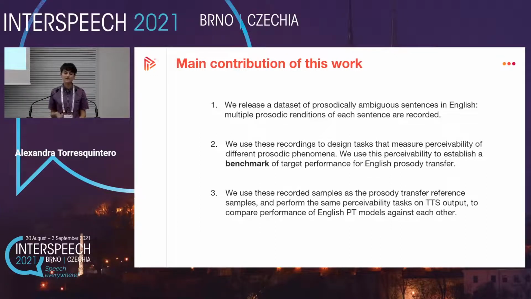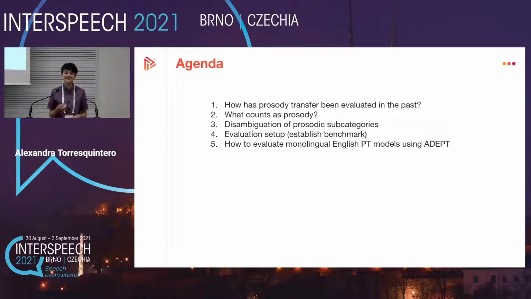And lastly, we can also use these recorded samples as the prosody transfer reference samples in your prosody transfer model, and additionally perform the same perceivability tasks on TTS output in order to compare performance of English prosody transfer models against each other. So that was a lot of information, and I will go into detail on all of these points. Specifically, I will talk about how prosody transfer has been evaluated in the past. I'm going to attempt to give a definition of prosody, and I'm going to show how we can use the disambiguation of prosodic subcategories in order to set up our evaluation that we can then use to establish this benchmark. And lastly, I'll show how we evaluated monolingual English prosody transfer models using ADEPT in the paper, and ideally how you can do this too if you're interested.